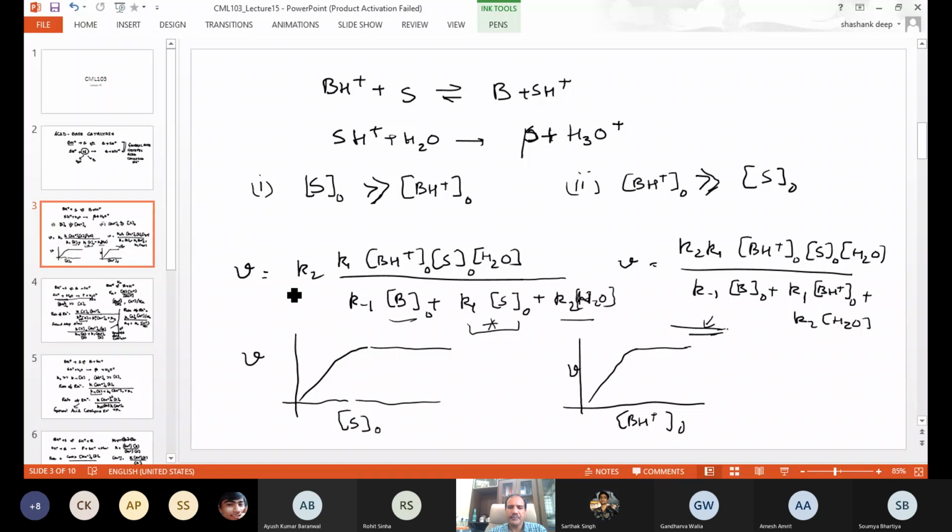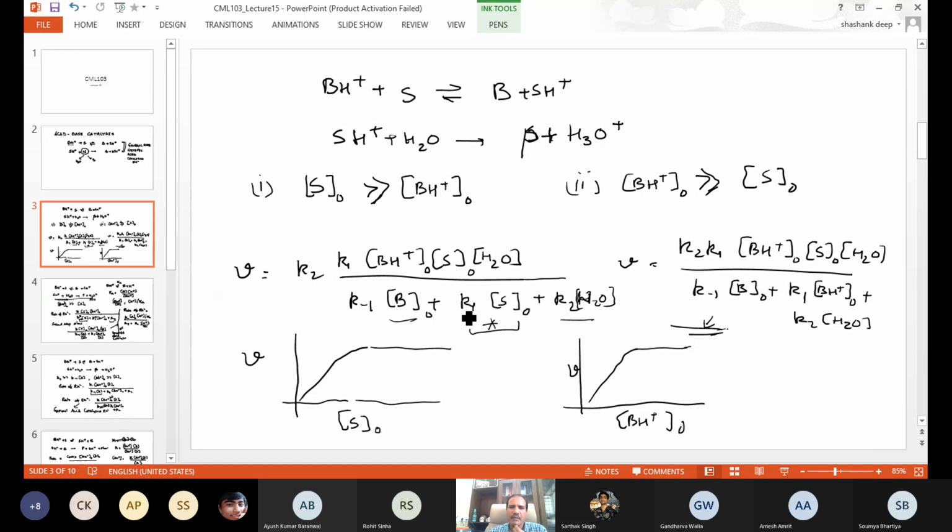Is this okay? Like last time you told, when BH+ naught or S naught is low, let's see in the first case when S naught is really high compared to BH+ naught, and then we are saying that when S naught is low it will be first order. So how are we making that comparison? It is much bigger than BH+ naught, but also small enough that it gets neglected in the denominator. Yeah, that's true.